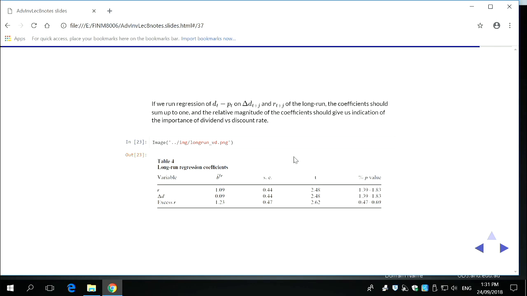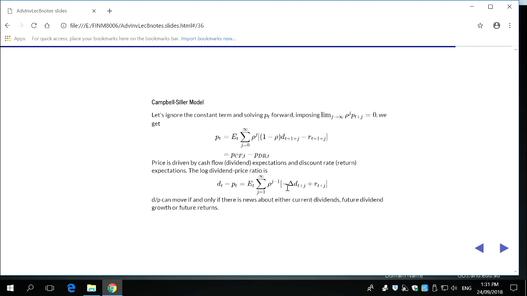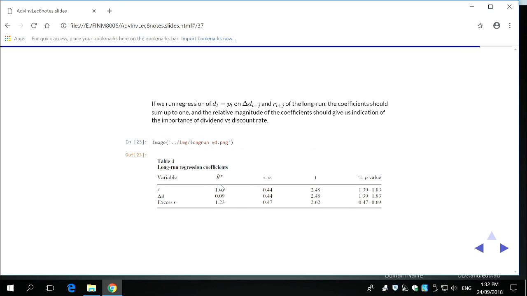So here's the regression coefficient of this long-run regression, the coefficient on return, and the coefficient on change in dividend. So you notice this is 1.09. This delta D is 0.09. But remember, there's a negative sign in front of this delta D, right? So this should be negative 0.09. So this sum should be equal to 1. Right, but relatively, between the return and the dividend change, what's really driving the DP ratio is the return, because that has a much bigger coefficient than the 0.09.